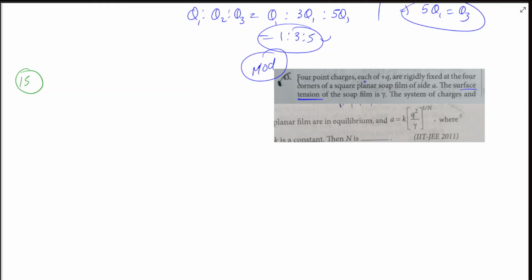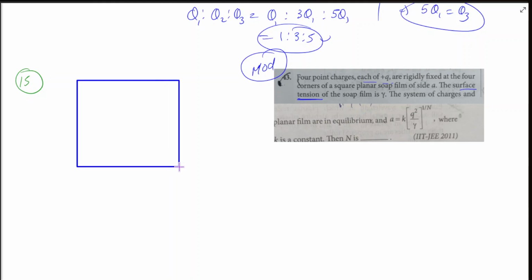So four charges, each Q, are rigidly fixed at four corners of the square. Okay, so it's like this. So this is our square. Now these are our charges. All are Q. Perfect. Side is A. The system of charges and the planar film are in equilibrium. This is given. We have to find N. Okay, K is some constant.